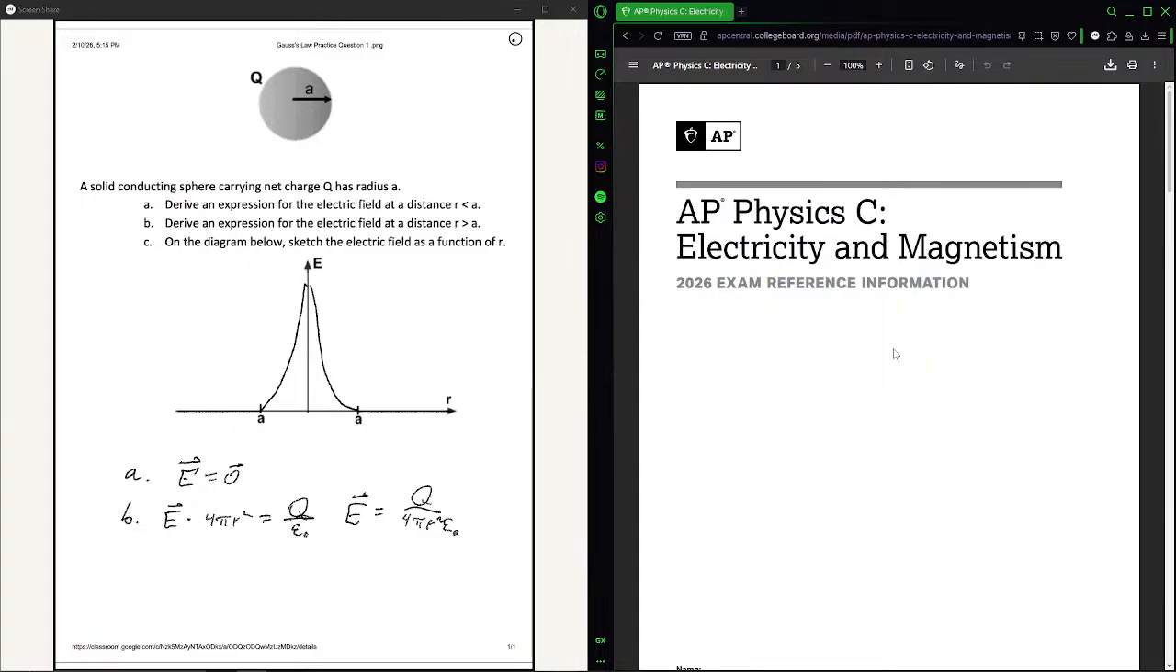Wait, I have a question. Can a Gaussian surface encapsulate multiple conductive objects? Sure, but the reason we create Gaussian surfaces is because they're supposed to exist such that all their surfaces are perpendicular or parallel to the electric field. Otherwise, we get weird angles that are really confusing.